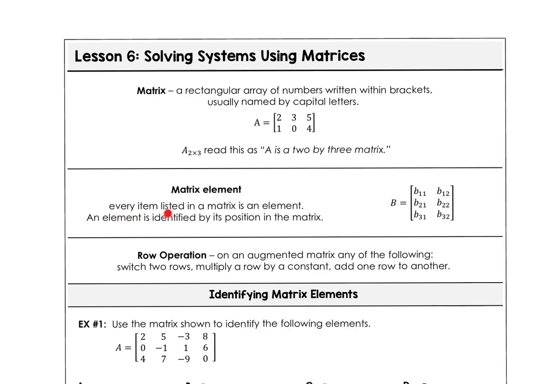So every item listed in a matrix is called an element. And an element is identified by its position inside the matrix. So with this notation in matrix B, B sub 1, 1 tells me I want the element in matrix B in the first row, first column. This would be in the second row, first column. This is the third row, first column. And over here we have the first row, second column, second row, second column, and third row, second column. So noting that notation.